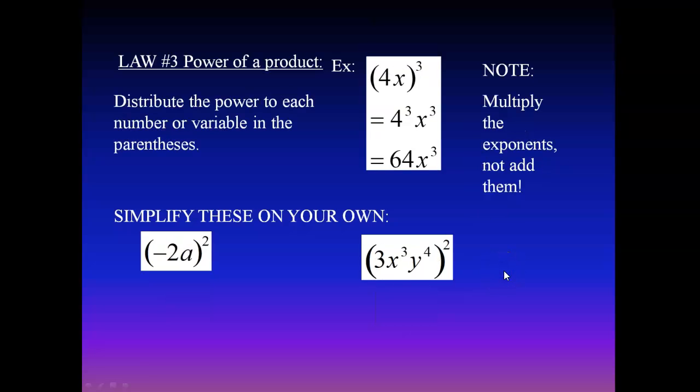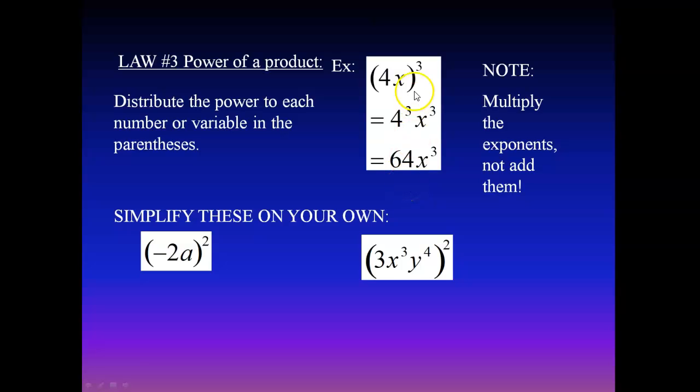Let's take a look at the third law, power of a product. Distribute the power to each number or variable in the parentheses. So as you could see, right here is 4 to the power of 1, because it's on its own. The same thing with x to the power of 1. When you distribute, 3 times 1 is 3. So then 4 to the power of 3, x to the power of 3. And 4 to the third power, we can simplify a little more, and that becomes 64 because 4 times 4 times 4 is 64. And so my final answer is 64x cubed.